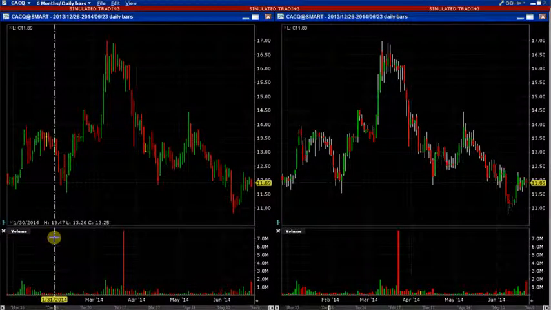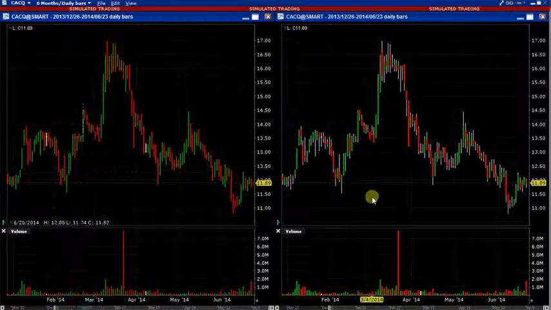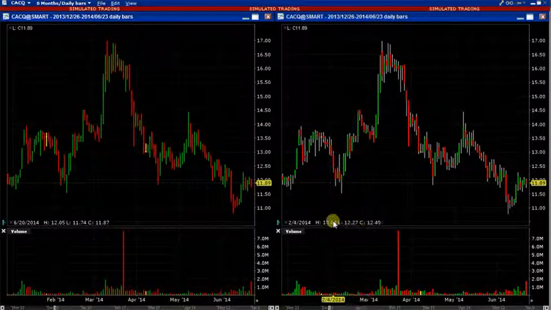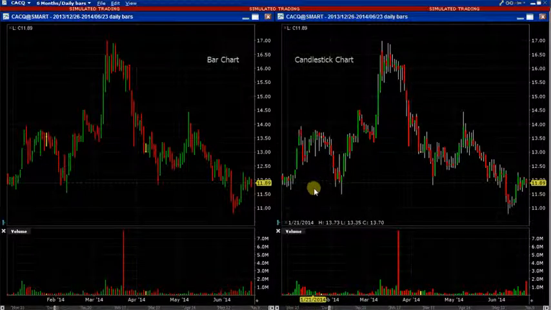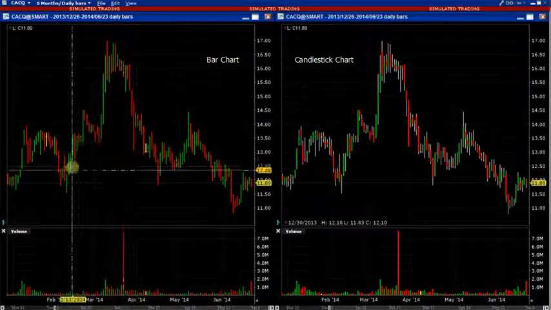Today's video is going to be on technicals and specifically bar charts and what they are. So I'll start off quickly with bar charts. There's a lot to go over. Specifically on the technical side, I usually trade candlestick charts. The candlestick chart you see on the right and the bar chart you see on the left.